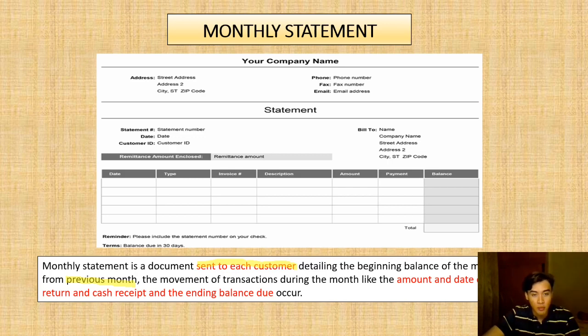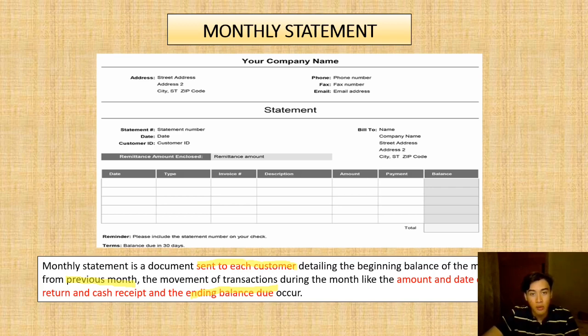And the movement of transaction during the month, like the amount and date of each sales, return and cash receipt, and the ending balance due. So here kita boleh state the seller can hantar the monthly statement to the customer, so that dia orang boleh tahu apa yang dia orang berurusan dengan our company.